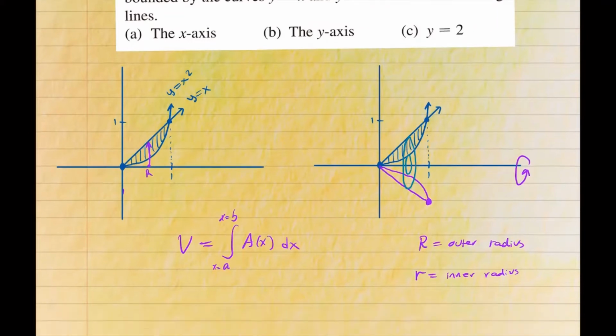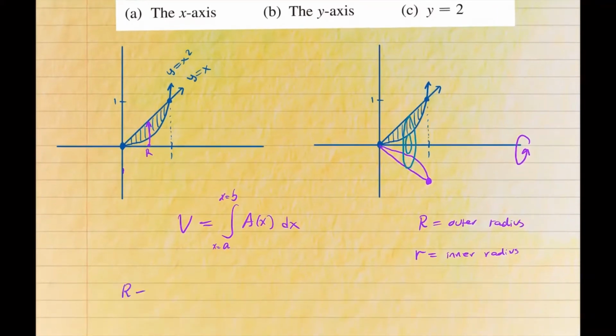Now, what is that distance? Well, that big R is going to be from 0 all the way to the curve y equals x. So that's just 0 plus x, or just x.